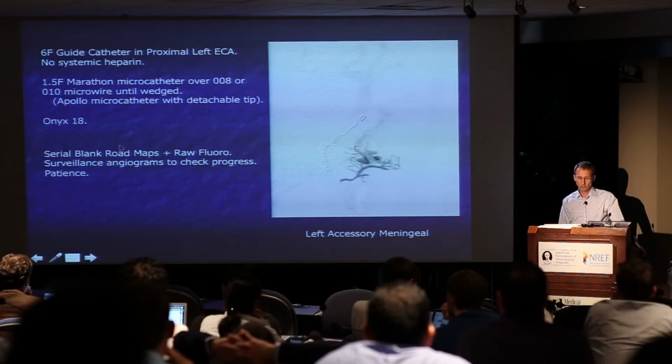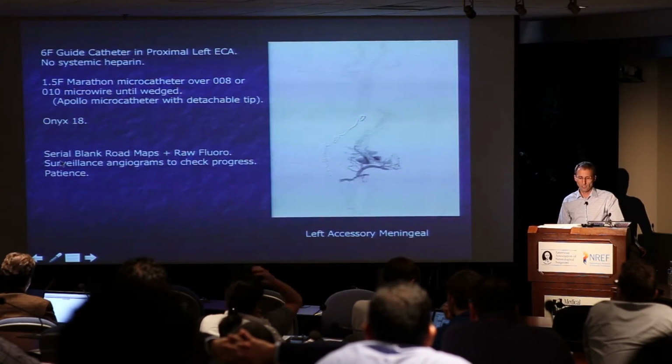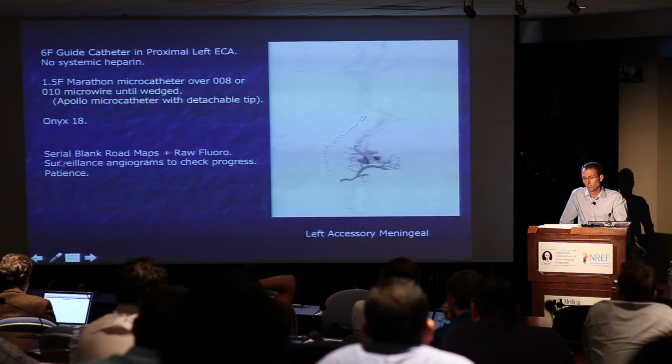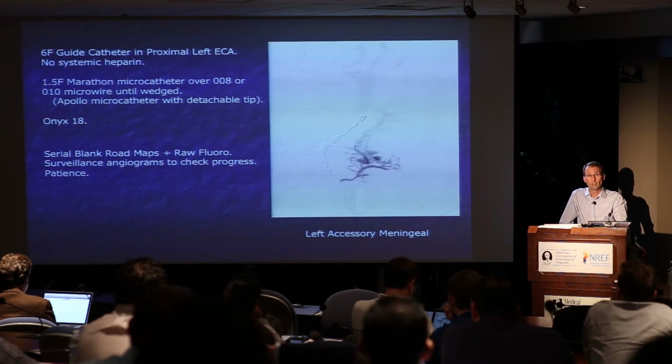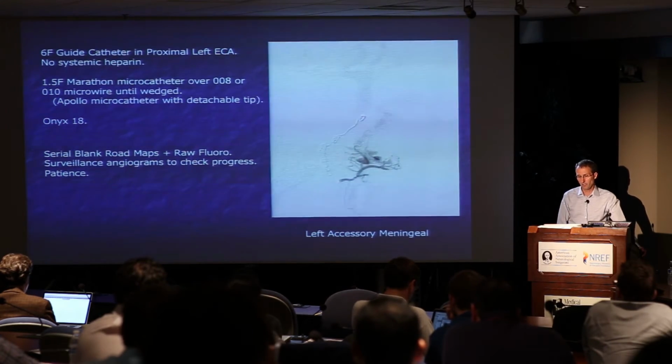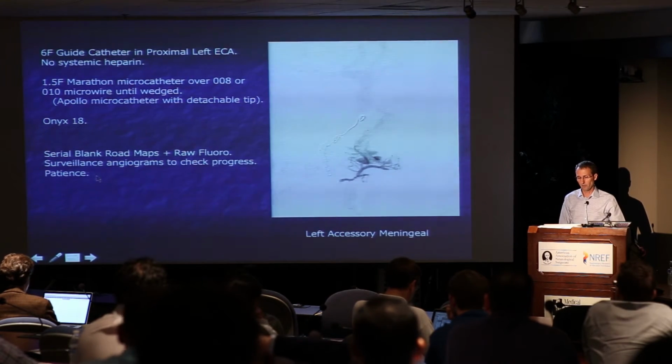Most of you probably have used Onyx, and we'll get to use it in the lab, but it's important we use serial road maps, blank road maps, along with raw fluoros. We're building our plug to then gradually push it forward. The key is using a guide catheter system that will accommodate your microcatheter, but also allow you to do surveillance angiograms as you are in progress. And then, of course, with Onyx, whether it's an AVM or a dural fistula, patience is sort of critical.